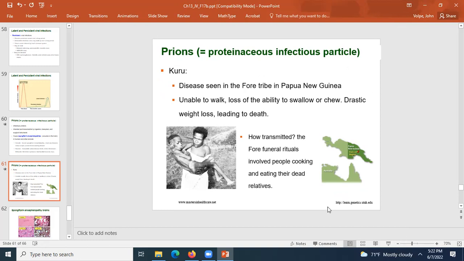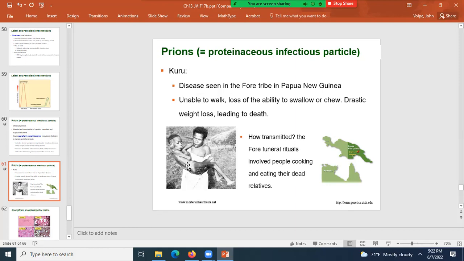Kuru is pretty much extinct now in the Fore tribe. For one thing, the mothers noticed that their children were getting kuru after consuming their dead relatives. So the mothers prevented the children from eating the flesh of their dead relatives, and they stopped eating it as well. So generally, by the time Western civilization made contact with the Fore tribe, the mothers and the children were no longer getting kuru, but the men continued the ritual.